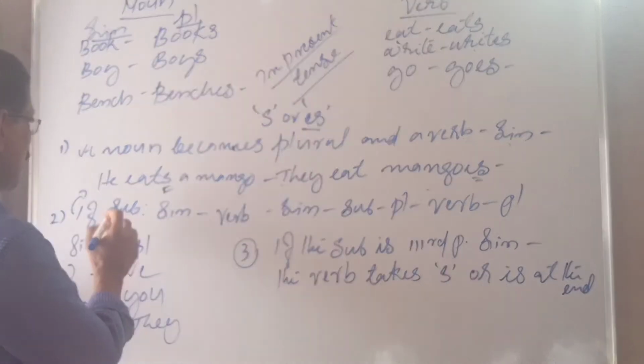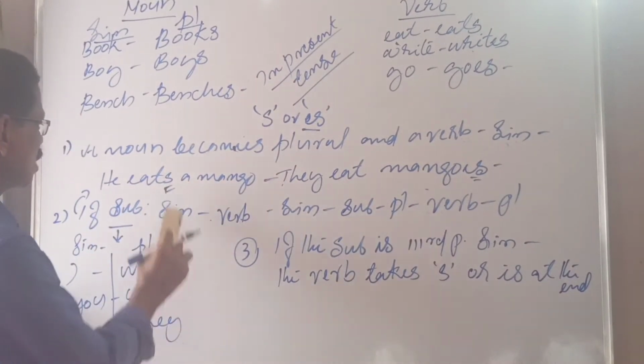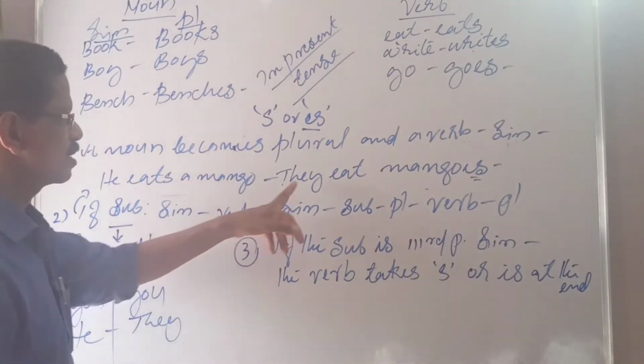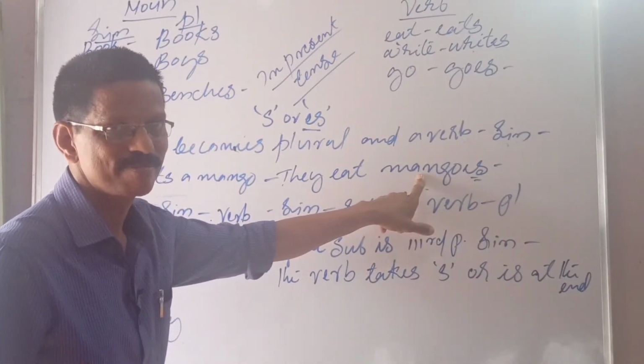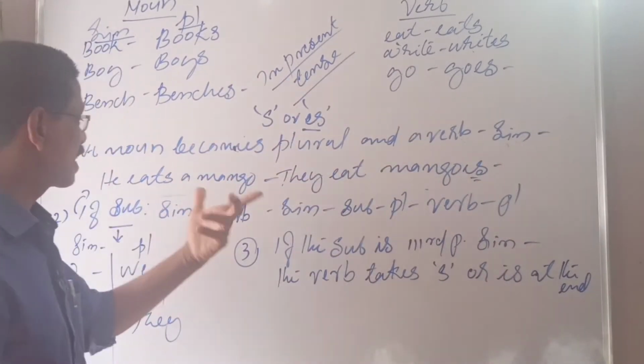For example, he eats a mango. Isn't it so? He eats a mango, whereas they eat a mango, not mangoes. Okay, now, so why do we add the s and es?